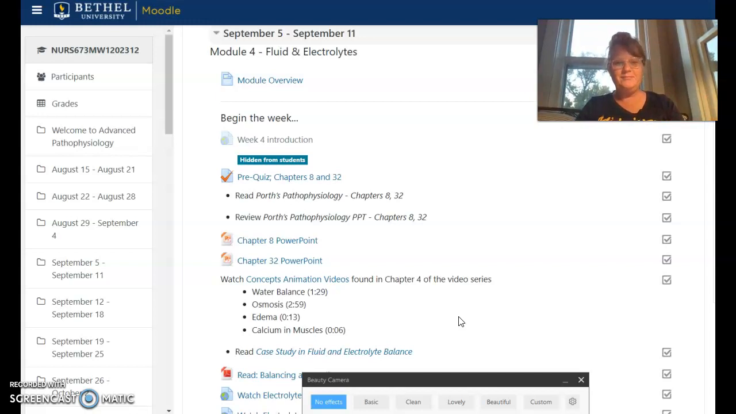So there are some things to read, just 2 chapters this week, chapters 8 and 32, and there are some PowerPoints that can go along with those. Maybe it's easy for you to print those out and, as you're reading, take notes on that, or at least know what the bullet points are so you can take away the important nuggets of information. That might be a good way to study for you as well.